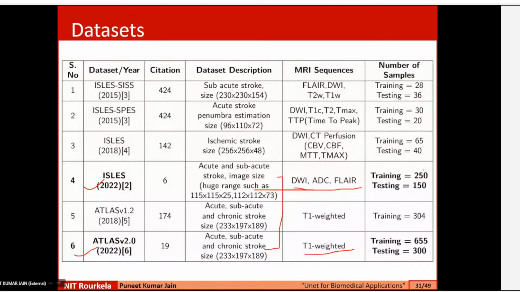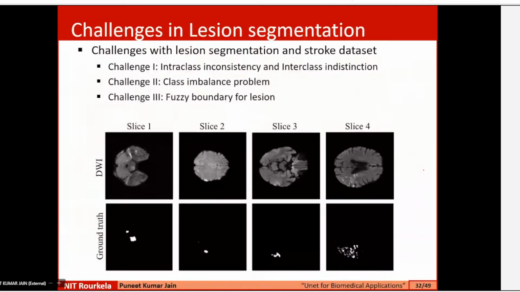So now, in the stroke lesion segmentation, this slide is describing the specific challenges of performing stroke lesion segmentation. Specifically, we can categorize these challenges in three broad categories. One is the intra-class inconsistency. That means sometimes the lesion part looks like a normal part. If you observe slide 3, this is the lesion part, while in the scan, the lesion part is not clearly visible. So this is an intra-class inconsistency.